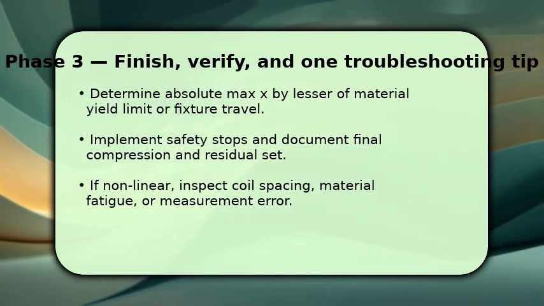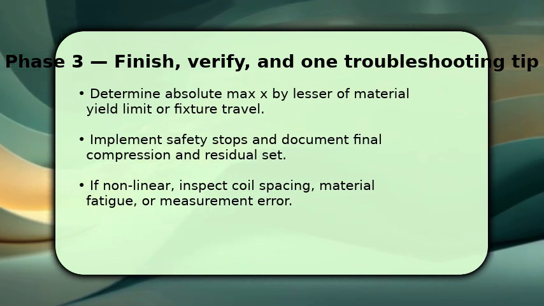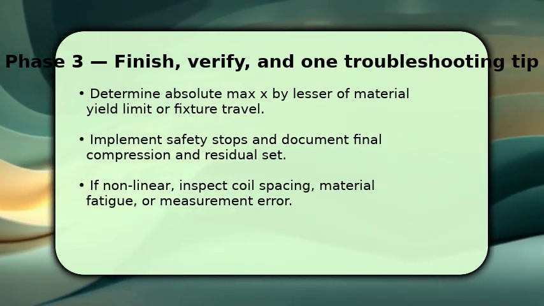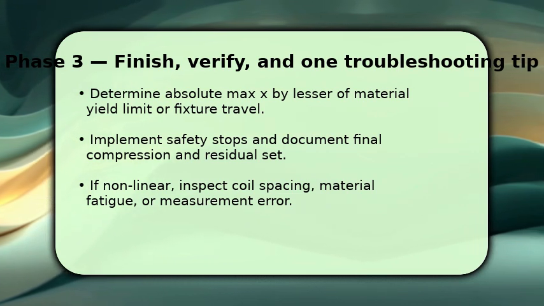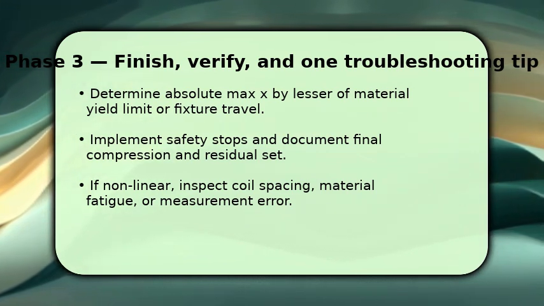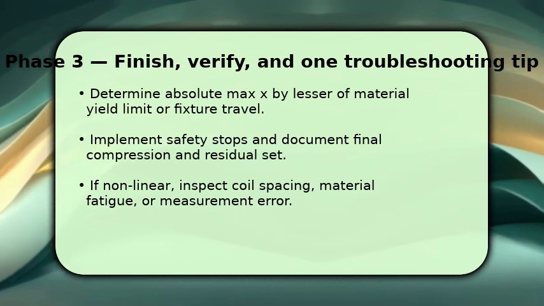If things go wrong, if compression is nonlinear or the spring takes a set, inspect for coil contact, fatigue, or incorrect K measurement. Then repeat controlled tests and reduce the allowed compression accordingly.